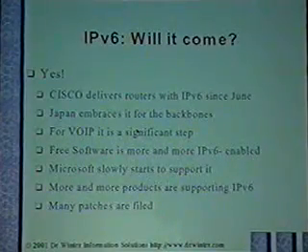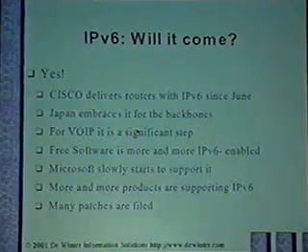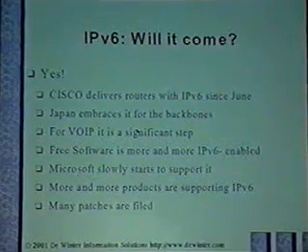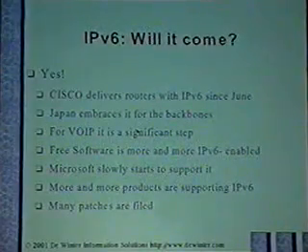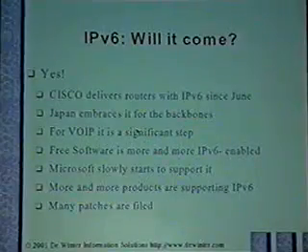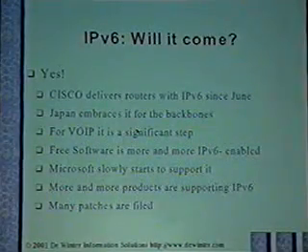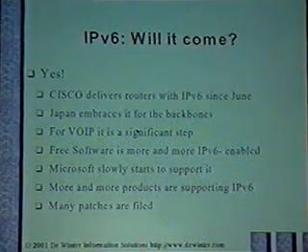Will it come? And there we are. Yes, apparently it will. Cisco delivers routers with IP version 6 since June of this year. And if Cisco does it, then apparently it's a rule. Nortel has been doing that for a couple of years now. There is a backbone in Japan currently running IP version 6.